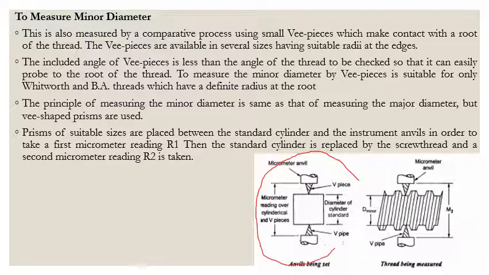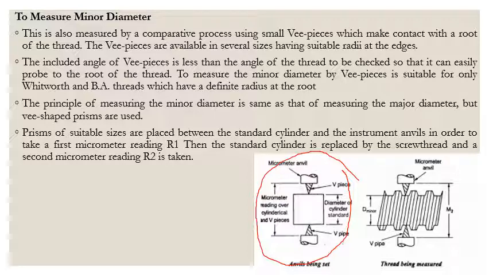This is how it is being taken. The V piece is fitted on either side of a standard cylinder of known diameter. Let me call this side the micrometer anvil, and on the other side it is a plunger. So the micrometer reading over the cylinder and V pieces is recorded. Now the standard cylinder is replaced with the screw thread which is to be measured.